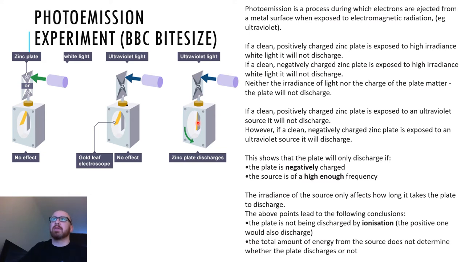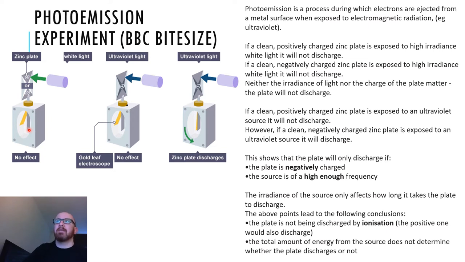If a clean, positively charged zinc plate is exposed to high irradiance white light, it will not discharge. So this here is white light, and here's a zinc plate. You shine high irradiance, lots of photons, white light onto a zinc plate, nothing's going to happen. The leaf stays where it is, it doesn't discharge.